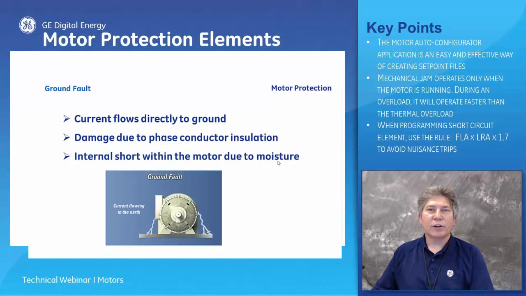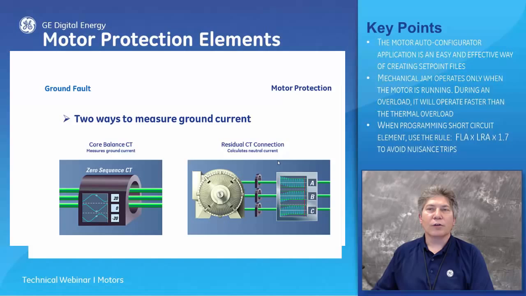Ground fault. Current flows directly to ground. Damage due to phase conductor insulation. Internal shorts within the motor due to moisture. There are 2 ways to measure ground fault. You can use a core balance zero sequence CT that measures the current. It is extremely accurate. It's unfortunately a little more expensive because of the amount of iron. Another way is to use the existing phase CTs. This is called the residual CT connection that calculates the neutral current.